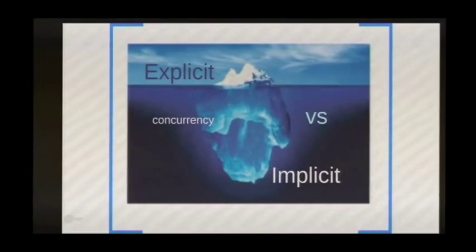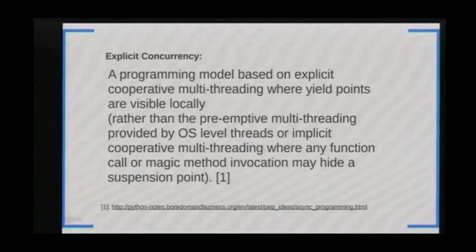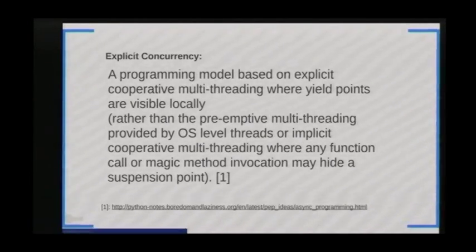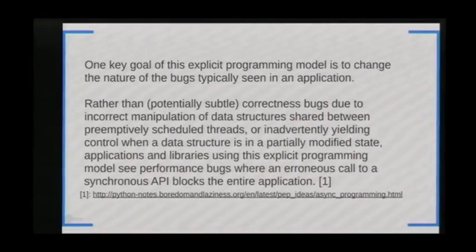Explicit versus implicit concurrency. It's an iceberg. So explicit concurrency is a programming model based on explicit cooperative multithreading, wherein yield points are visible locally. That means you explicitly say, this is where you yield. Yeah, it's too big.